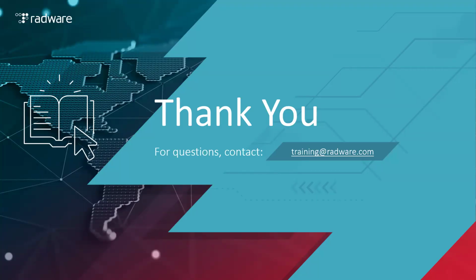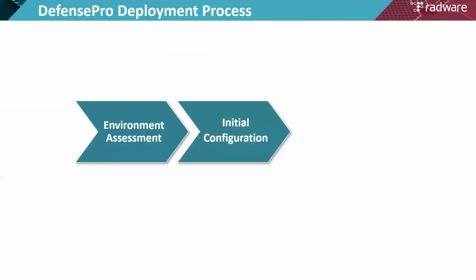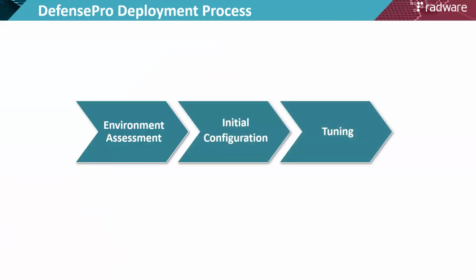Perfect. So let's continue with the tuning aspect for now. Behavioral DOS tuning. The next step is this. Here we'll be understanding what we need to change, with respect to the graphs that we observe. First is environment assessment, then initial configuration and tuning. Environment assessment is to identify what we need to configure on the DefensePro before we do any initial configurations: what types of attacks you might face, what the protected object is, which network you're protecting, what kind of protections you would need, and how much traffic you are going to send.